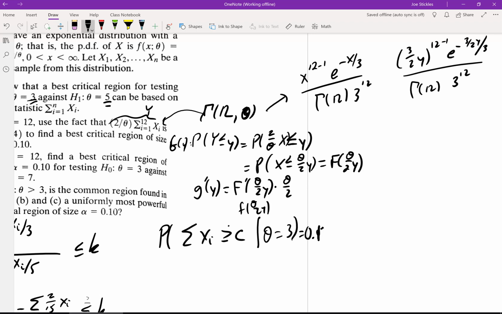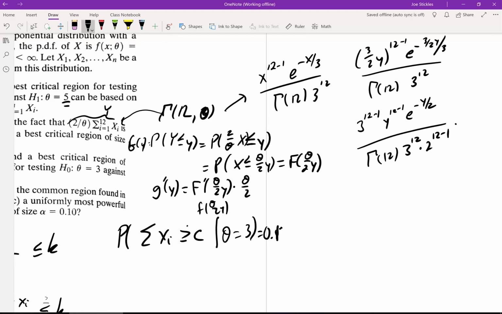So notice, write it this way, I'll have a 3 to the 12 minus 1, y to the 12 minus 1. This is now e to the minus y over 2. This is gamma of 12, and this is 3 to the 12th, and then a 2 to the 12 minus 1. And I still have an extra that I forgot to write up here, 3 halves, because it says it's times 3 halves.